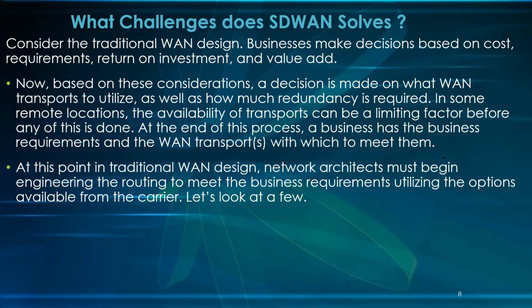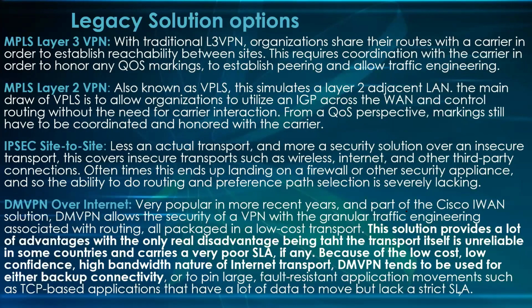At this point in the traditional WAN design, the network architect must begin the engineering, the routing, to meet the business requirement, and utilize the options available from the carrier. Let's look at a few. So, just to connect you to the challenges we had before: MPLS layer 3 VPN. Okay.